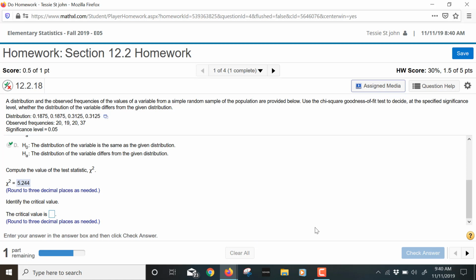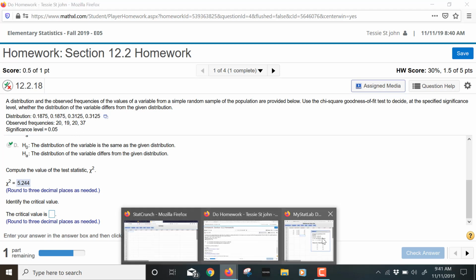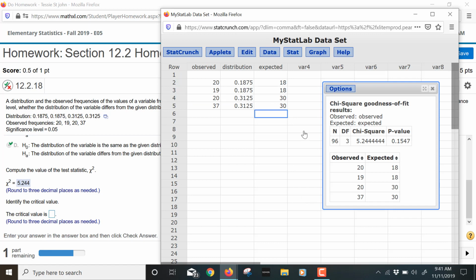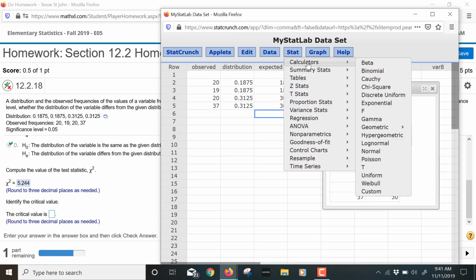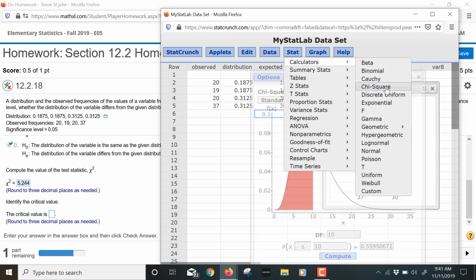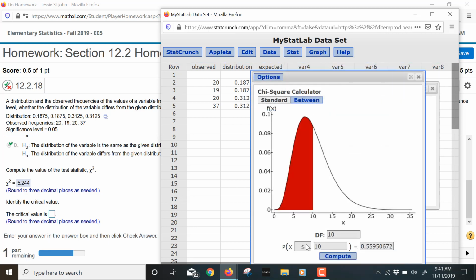To find the critical value, remember that the critical value separates the rejection and the non-rejection regions. So you need to know what type of test it is and your significance level. You're told that the significance level is 5%. In this case, we're doing a chi-square, so that's always a right tail test. So I'm going to go to calculators and the chi-squared. Right tail test always, so I'm going to change that to greater than.